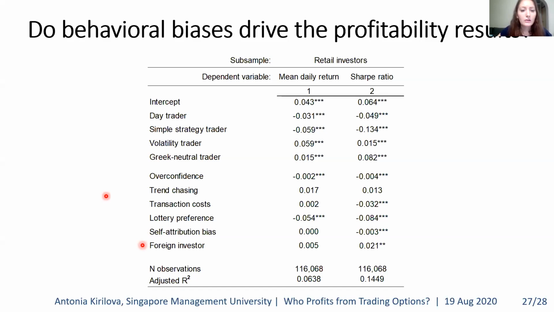So we see that a lot of the coefficients are negative and significant, so consistent with the literature, the retail investors' profitability is negatively affected by behavioral biases, but the results for our trading styles are still significant, and they are consistent with our main regression. So again, retail day traders and simple strategy traders underperform the other accounts, while the volatility traders and Greek neutral traders always outperform.